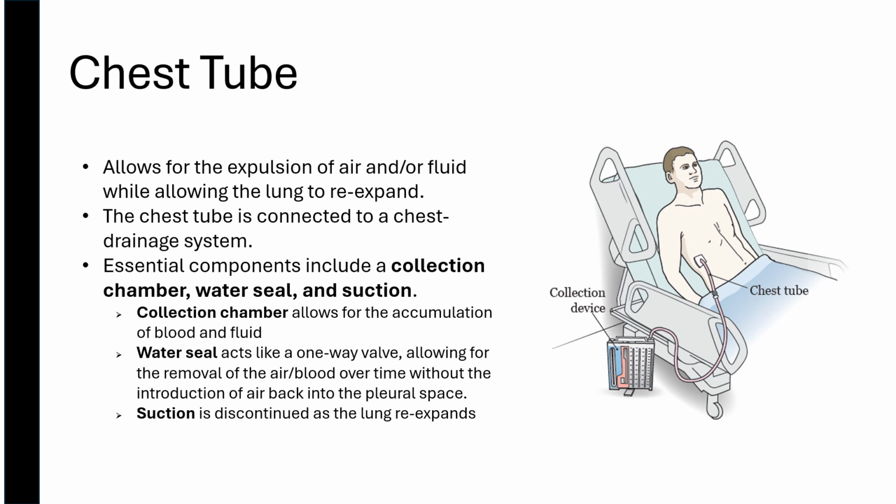So the chest tube that comes out of the patient is going to, right here, connect to a collection device. And this is a special collection device because it needs to allow things to escape, either the fluid or the air, without letting anything go back in. So essential components we're going to talk about is the collection chamber, the water seal, and the suction. So one side is hooked up to the patient, and then the other side is hooked up to suction on the wall, okay, on the wall.